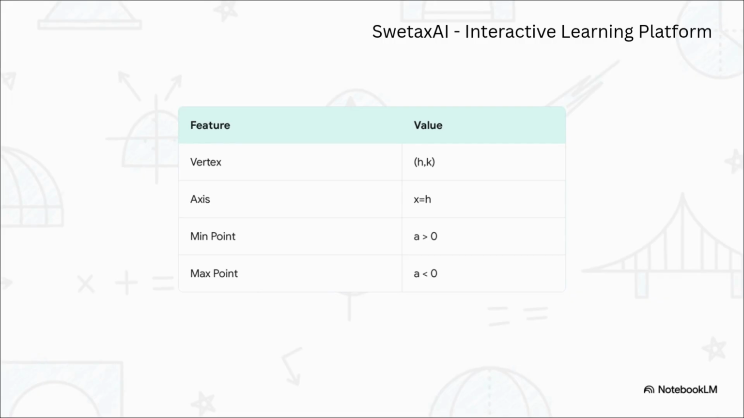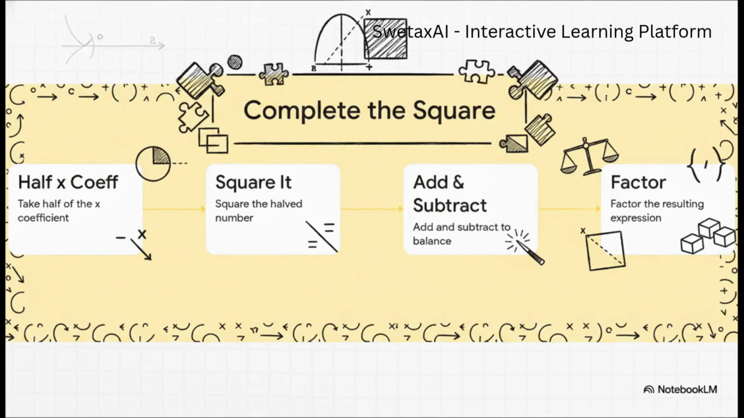And that value of a sitting at the very front, that tells us our terrain. If a is a positive number, meaning greater than 0, our parabola smiles upward, giving us a minimum valley. But if a is negative, it frowns downward, creating a maximum peak. So how do we actually get to that cheat sheet?